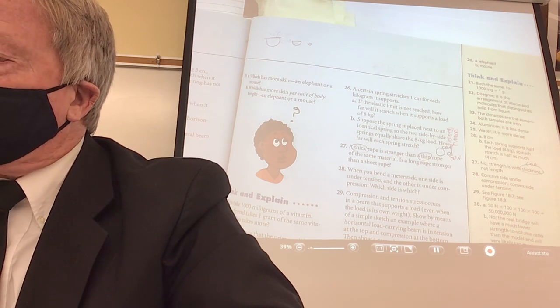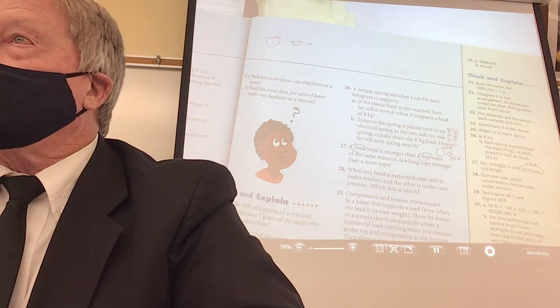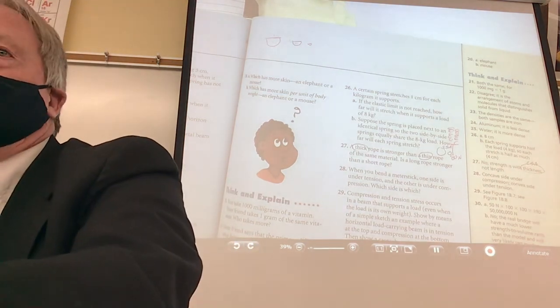One more time. If the model bridge doesn't appear to sag, then is this evidence that the real bridge won't sag? No, not at all. All right, I couldn't do all the questions.